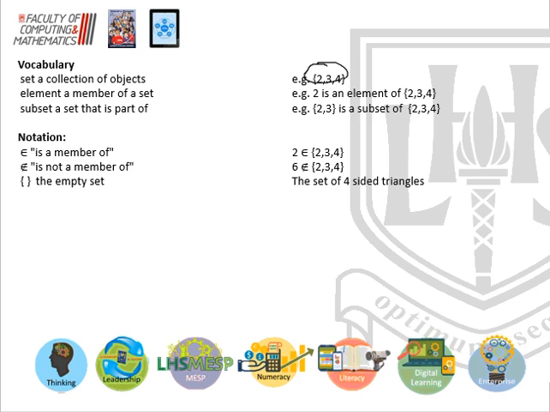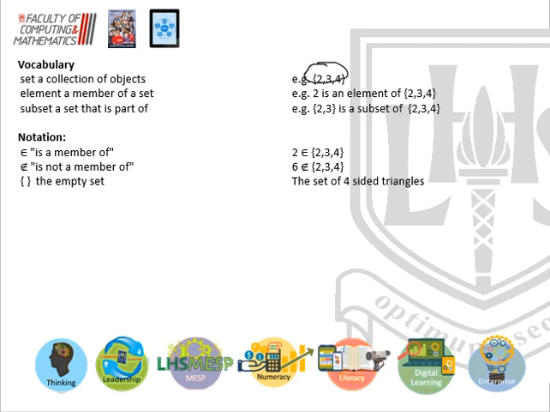Okay, now it doesn't have to work with numbers. It could work like a collection of objects, could be a set of higher maths kids. An element could be one of you guys. You would be an element of the set of higher maths kids. And a subset could be a class. Okay, a higher maths class is a subset of the kids that take higher maths across the school.